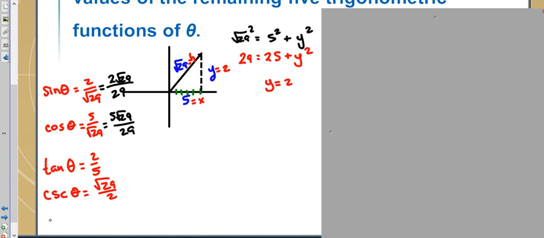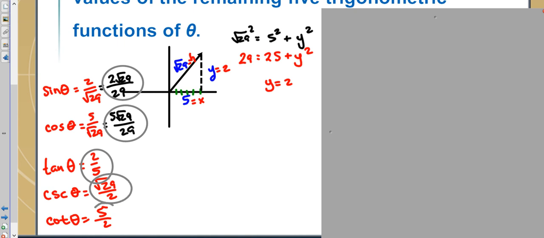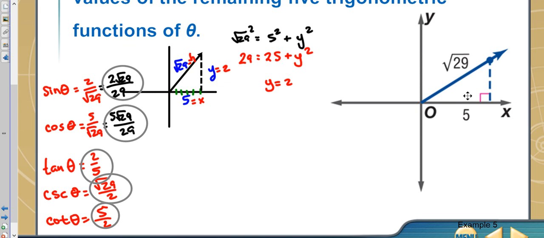And then finally, the last one remaining is cotangent. Cotangent is the reciprocal of tangent, which is 5 over 2. So these would be my answers here. Circle these up. And that's how you get these values. So the last two were just reciprocals. The first ones you had to graph it here.